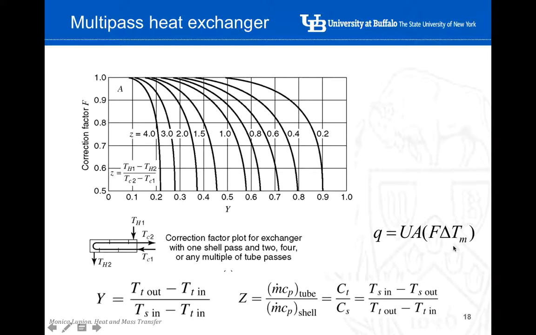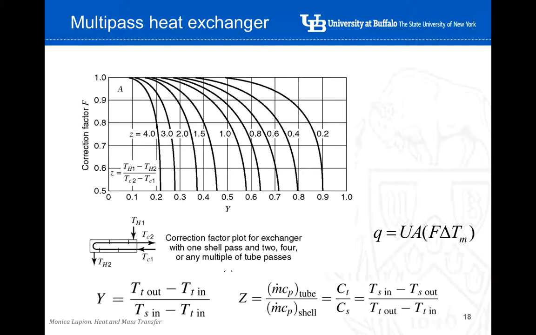If we have therefore a complex geometry or a multipass heat exchanger, what we have to do is to apply the general equation that we just saw for the single pass heat exchanger, and additionally we need to include this correction factor F. And the way we calculate this correction factor F is by using graphs like this one, for instance, included in your textbook.